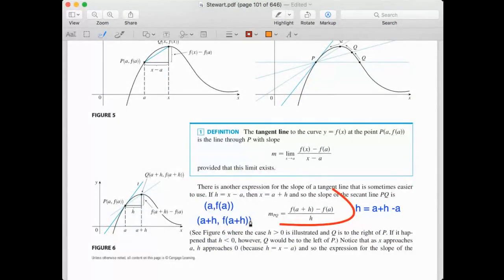So now let's make a definition. The tangent line to the curve, well, the curve means a function. Okay, let me take it back. The curve does not have to be a function, all right? We're going to focus on functions, but the curve can be represented by equations.